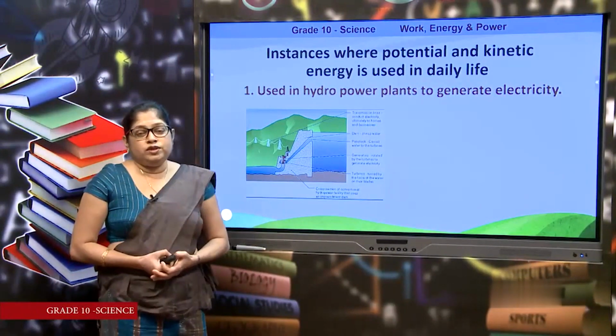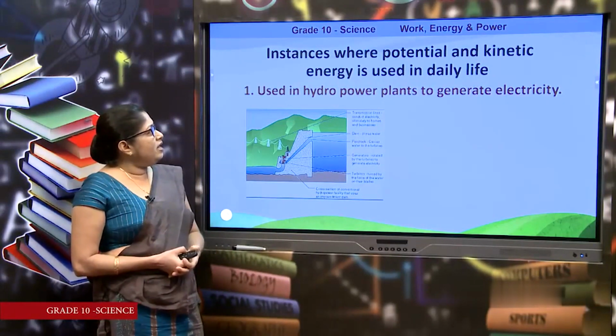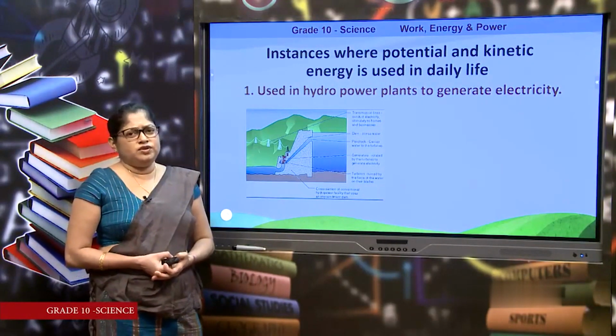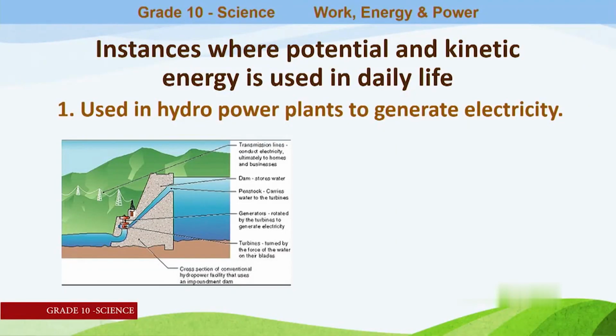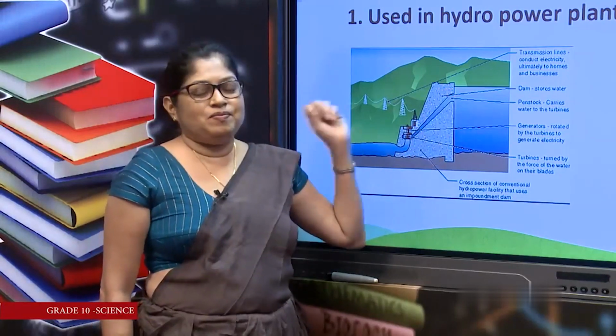Now, we move on to our next topic, that is the instances where potential and kinetic energy are used in our day-to-day life. Potential energy and kinetic energy are used in hydropower plants when generating electricity. This is the structure of a hydropower plant. Here, a dam is built across a river, and this is the reservoir. So, water is placed at a higher level. So, you know this water has high potential energy.